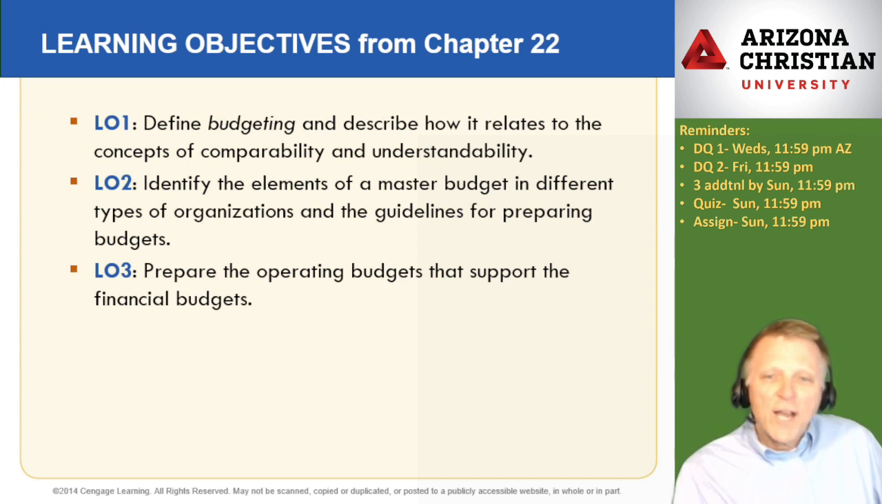Our learning objectives from chapter 22 include budgeting and how it relates to the concepts of comparability and understandability. Don't forget the concept of faithful representation as well, which is like the umbrella over all of this, that we have to be truthful and present numbers with integrity.